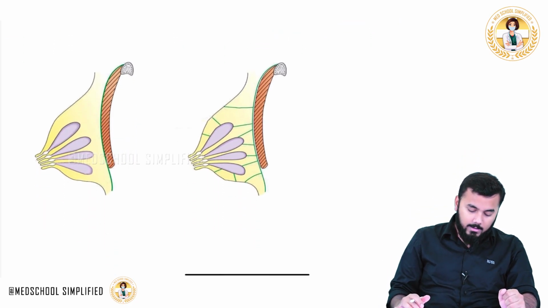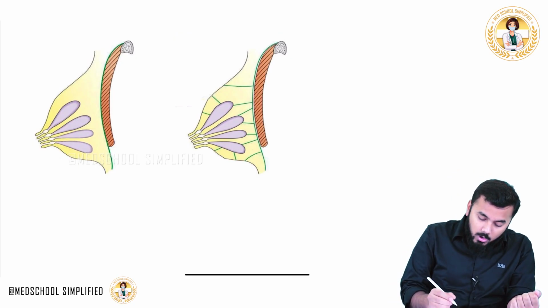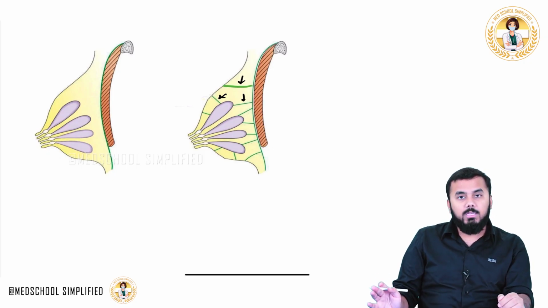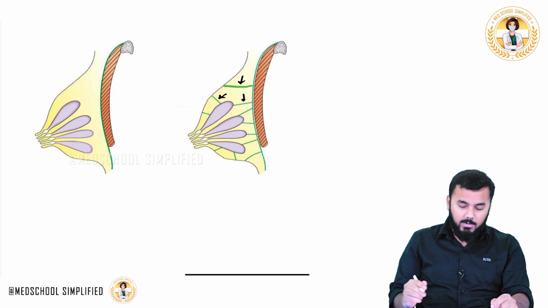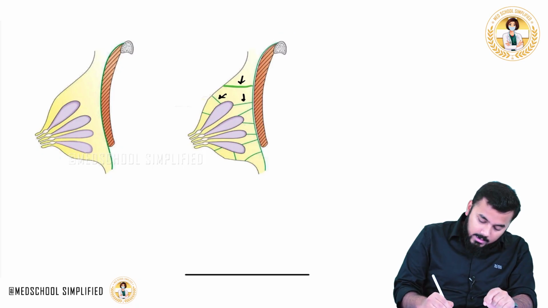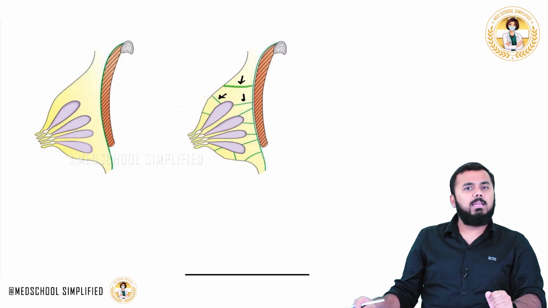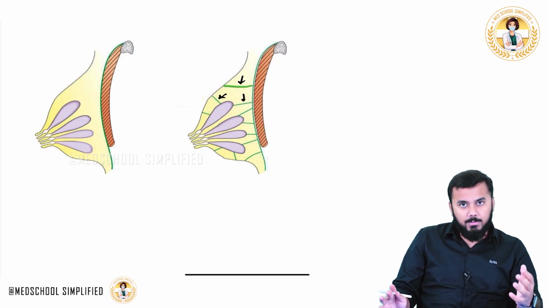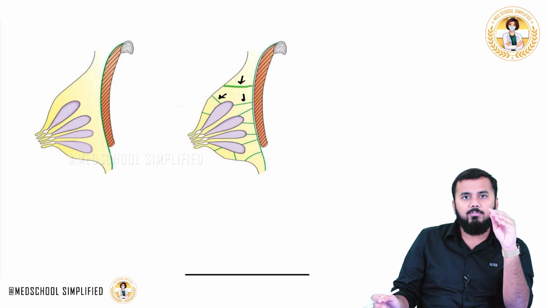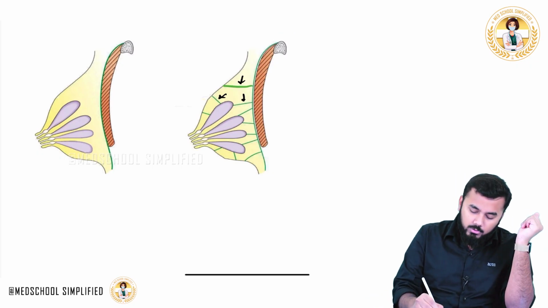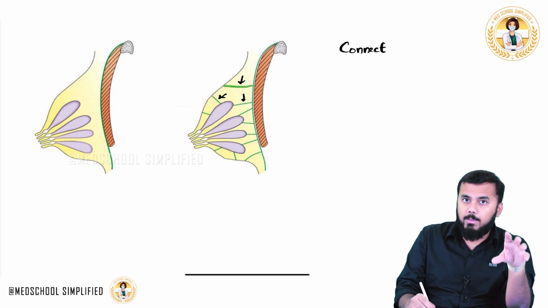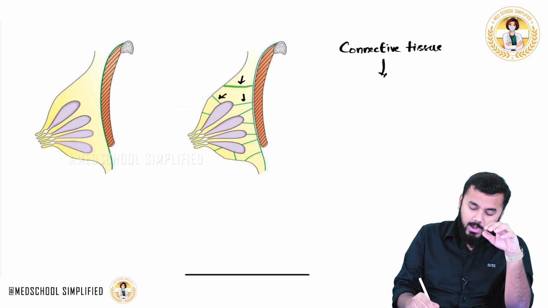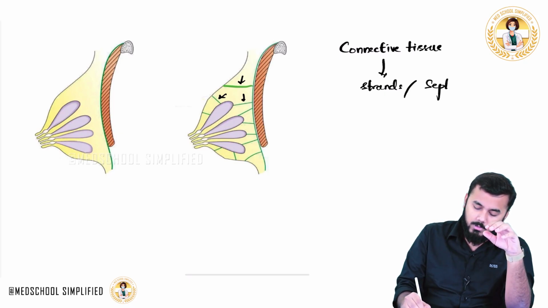Next important thing you need to know is that, look in this picture, you see some small lines passing in this way, right? What are these green color lines? These green color lines are attached to the surface of the skin. They are the connective tissue. Within the breast tissue, you have got connective tissue. This connective tissue will undergo condensation and form strands or septa. Within the parenchyma of the breast, we have got connective tissue, and it forms strands or septa, right?